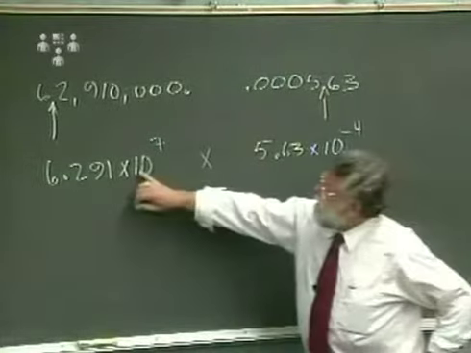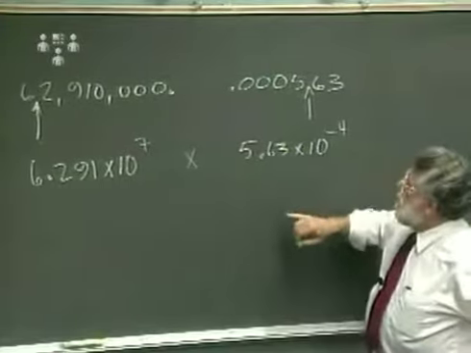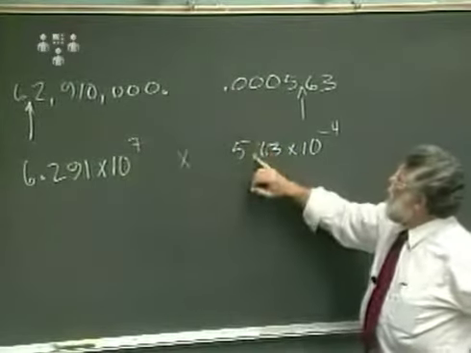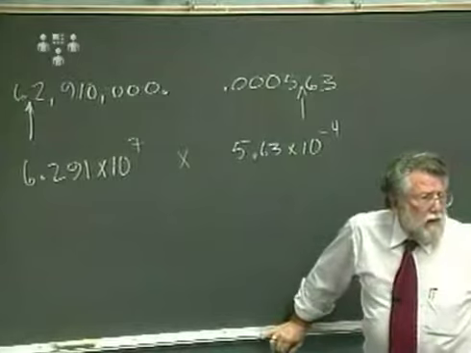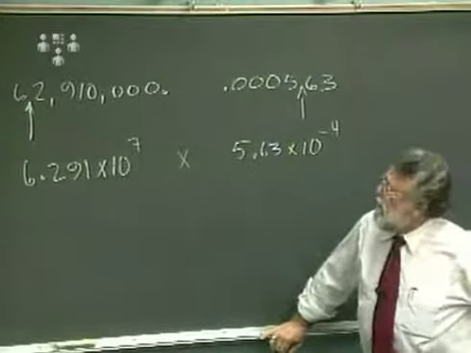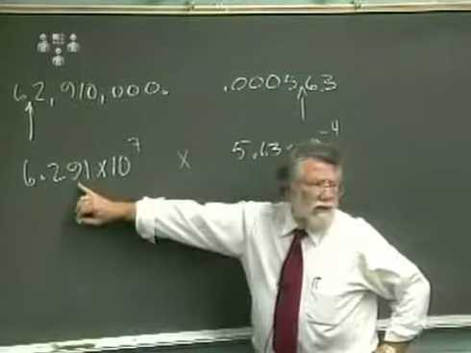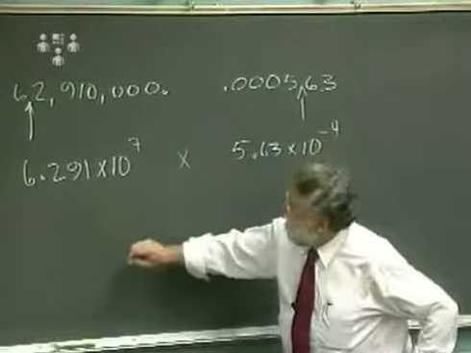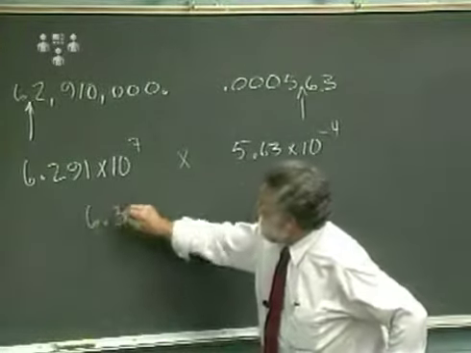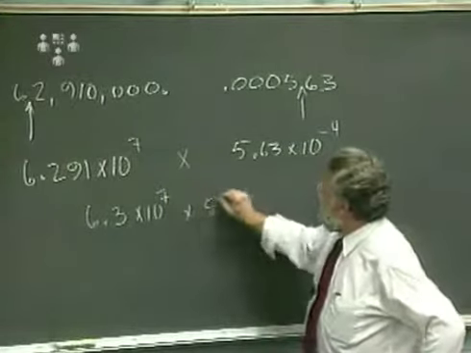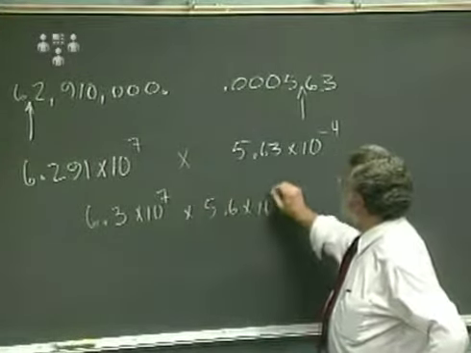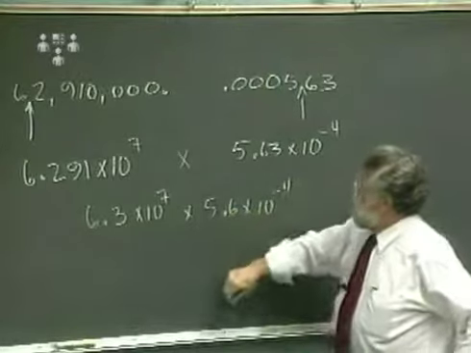So I have 6.291 times 10 to the 7th multiplied by 5.63 times 10 to the minus 4. And what we would do is round this off roughly to 6.3, so we'd say 6.3 times 10 to the 7th. And I'd round this off to 5.6 times 10 to the minus 4. Now what can I do?